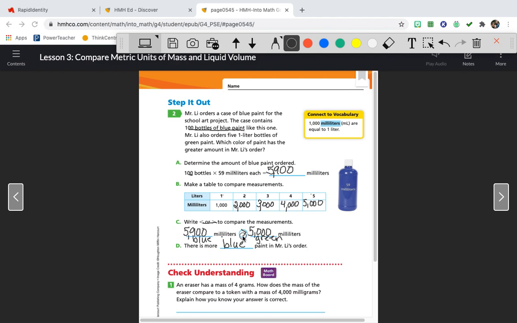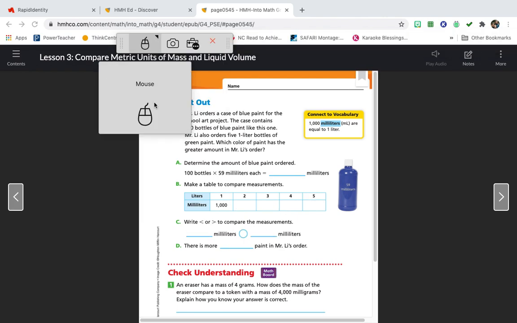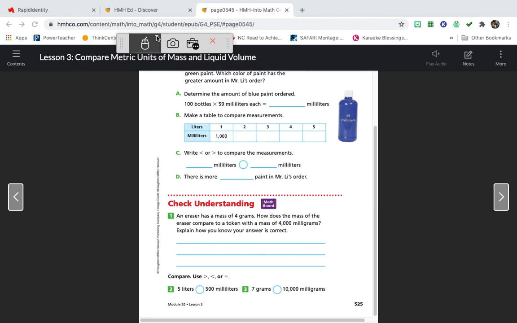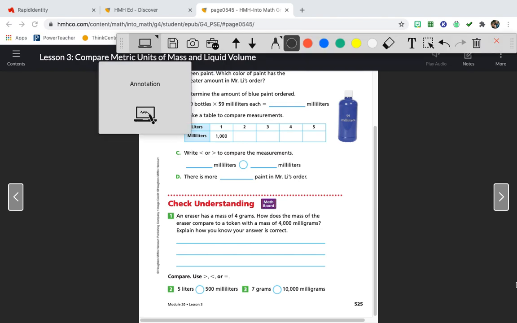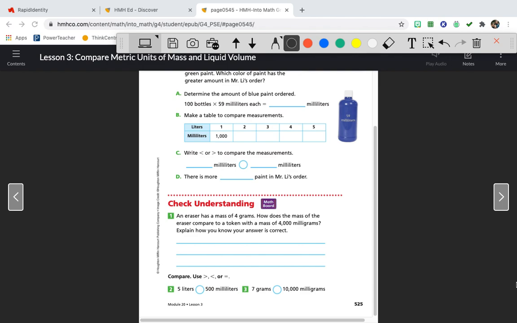All right, take a second and complete Check Understanding on your own. All right, at this point, you should have had an opportunity to do Check Understanding, so let's look over it together. Number 1, an eraser has a mass of 4 grams. How does the mass of the eraser compare to a token with a mass of 4,000 milligrams? Explain how you know your answer is correct. So we're comparing an eraser with 4 grams to a token with 4,000 milligrams.